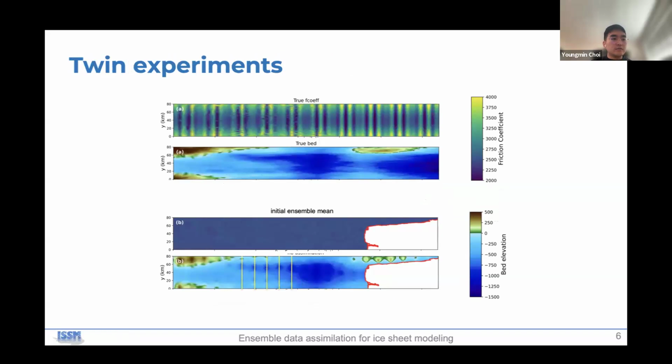So based on that model domain, we organized the twin experiment here, in which we can test whether the ensemble Kalman filter method can recover the true friction coefficient and true bed at the same time. The upper figures are the true friction coefficient and bed topography fields, and the lower figures are the initial ensemble mean of the friction and bed topography fields.